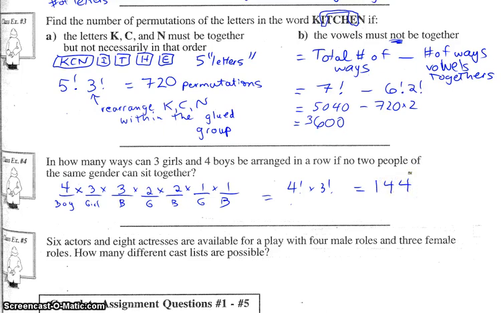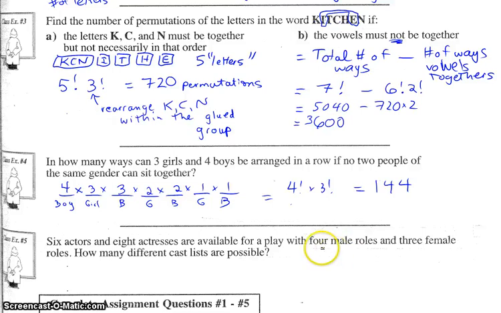Okay, example number 5. 6 actors and 8 actresses are available for a play with 4 male roles and 3 female roles. How many different cast lists are possible? Well, this one actually lends itself well to the nPr formula. It's a permutation because the roles have different characteristics, right?